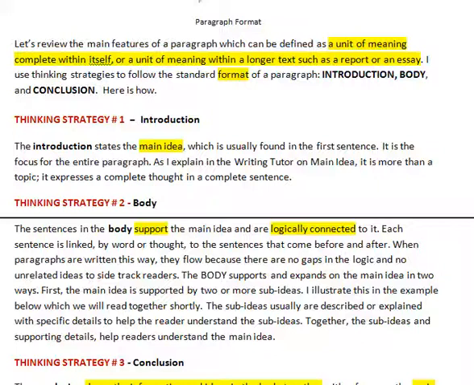The introduction states the main idea, which is usually found in the first sentence. It is the focus of the entire paragraph. As I explain in the Writing Tutor on Main Idea, it is more than a topic. It expresses a complete thought in a complete sentence.